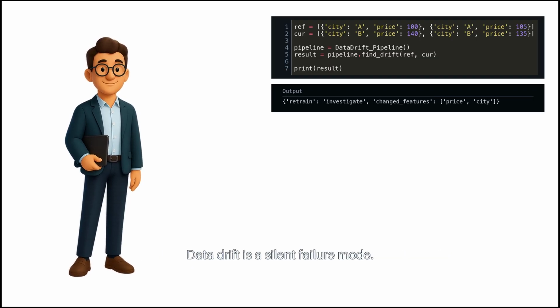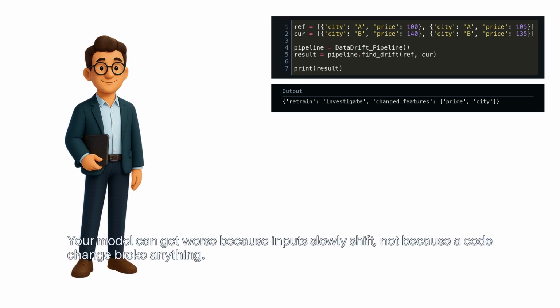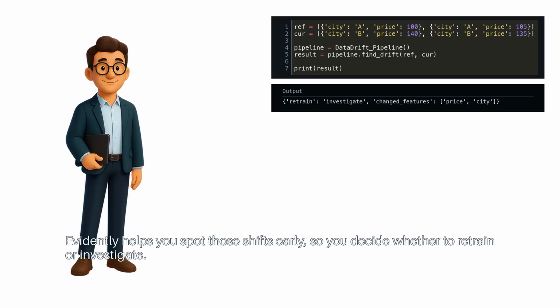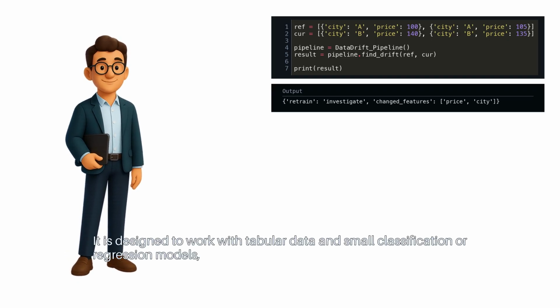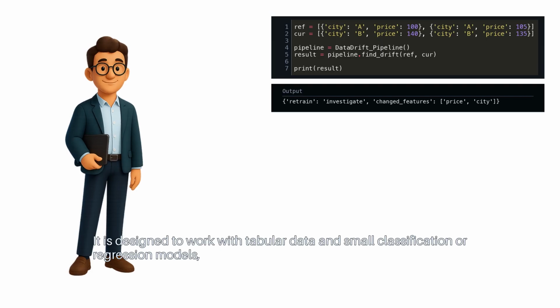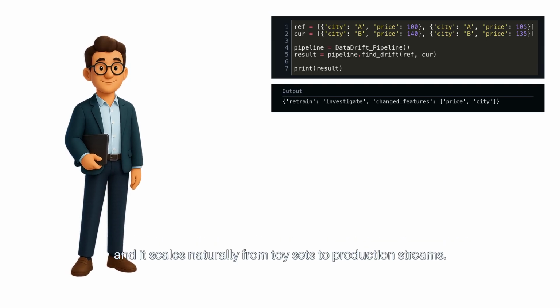Data drift is a silent failure mode. Your model can get worse because inputs slowly shift, not because a code change broke anything. Evidently helps you spot those shifts early, so you decide whether to retrain or investigate. It is designed to work with tabular data and small classification or regression models, and it scales naturally from toy sets to production streams.